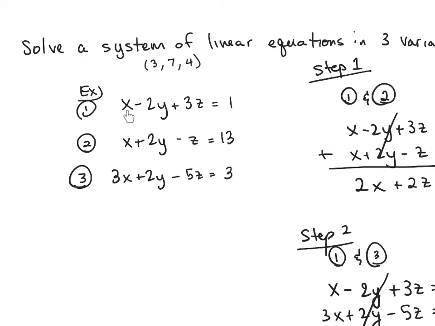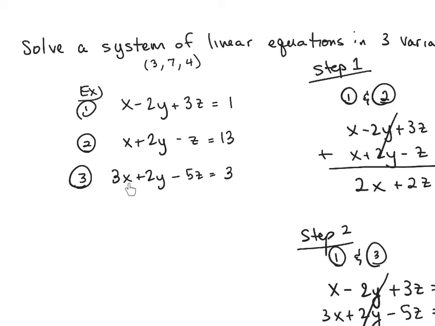So if I plug in a 3 here, and a 7 here, and a 4 here, I get 3 minus 14. That's negative 11. But then 3 times 4 is 12, so negative 11 plus 12 is positive 1, so it checks out in equation 1. In equation 2, if x is 3 and y is 7, I have 3 plus 14, which is 17. 17 minus 4 is 13, so it checks out in equation 2.